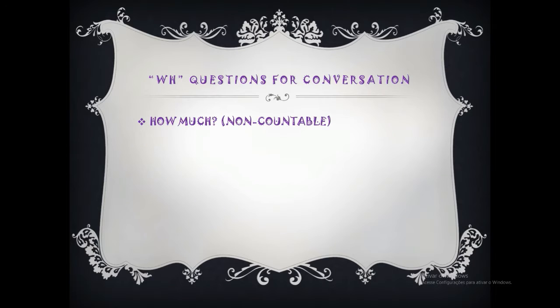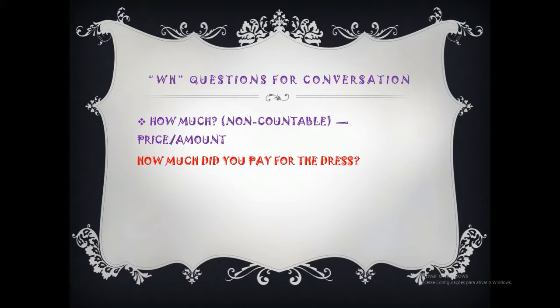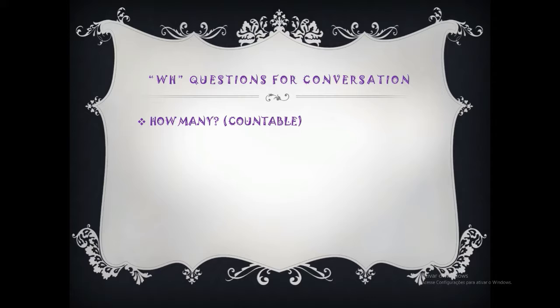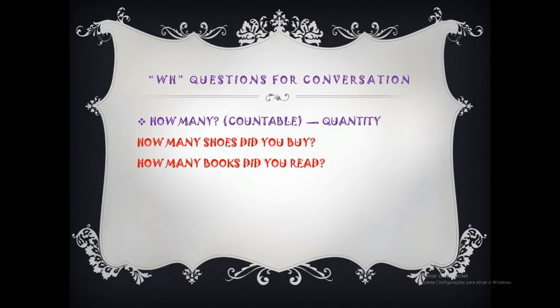The same question, using the word how, could talk about the price, which is non-countable. So I always use how followed by much when I'm talking about the price or the amount of something. So I could say, how much did you pay for the dress? So I'm talking about the price or the amount. On the other hand, I will use how followed by the word many when I'm talking about a specific quantity. So here I don't talk about the price, I talk about the quantity. So I could say, how many shoes did you buy? Or I could say, how many books did you read? So I'm talking about a quantity which is very specific and therefore it is countable.